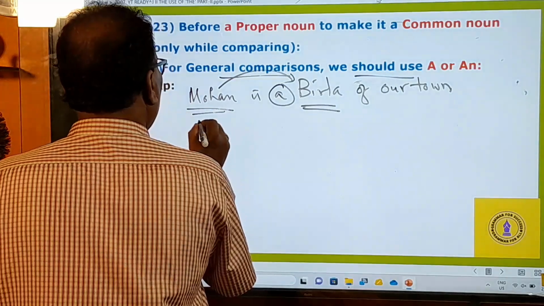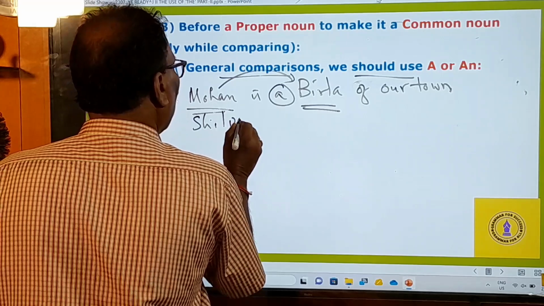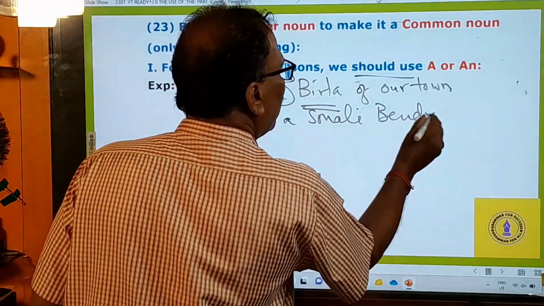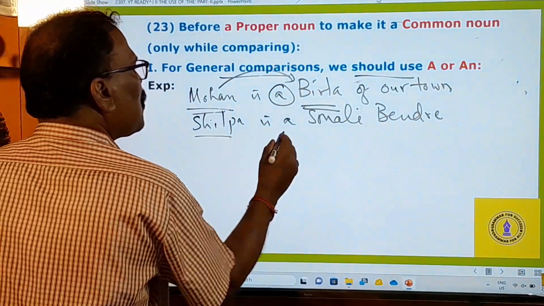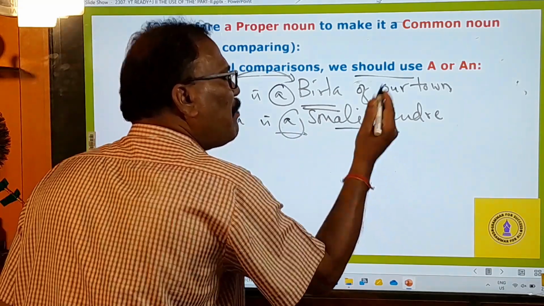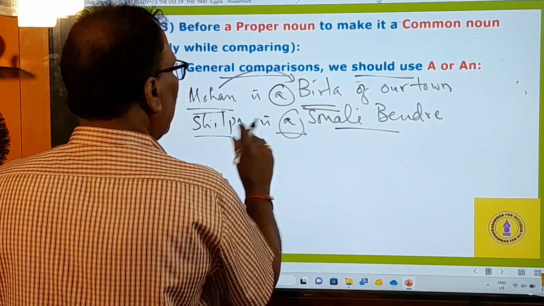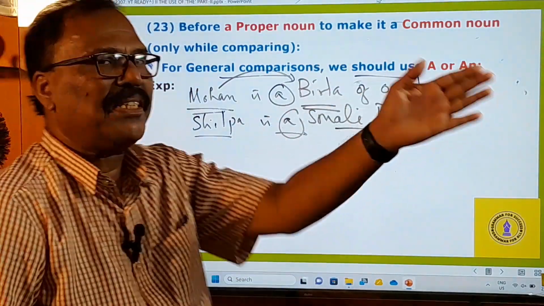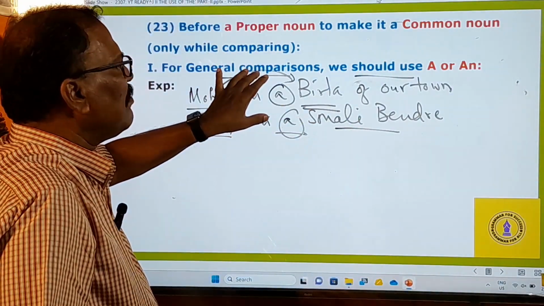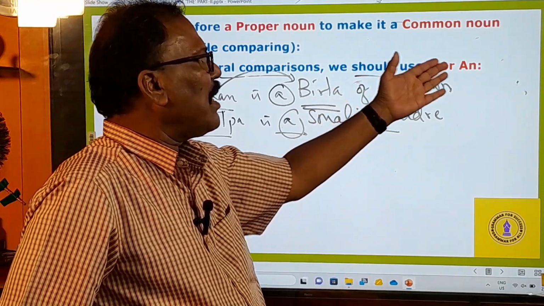Let me say, Shilpa is a Sonali Bendre. Only for example's sake, I have taken her name. Shilpa is a Sonali Bendre. So what are we doing here? We are comparing Shilpa with Sonali Bendre in beauty. And that's why we say a. Shilpa is a Sonali Bendre, Madhavi is a Sonali Bendre, anybody can be a general comparison. When you make a general comparison, you have to use a or an.